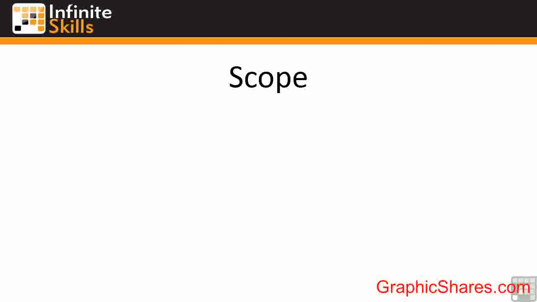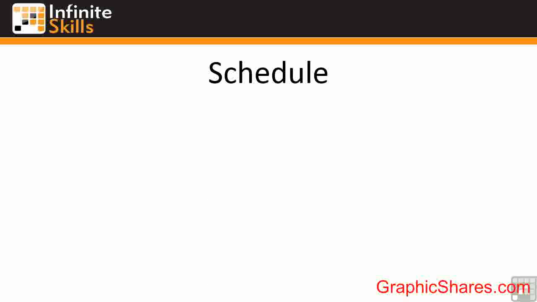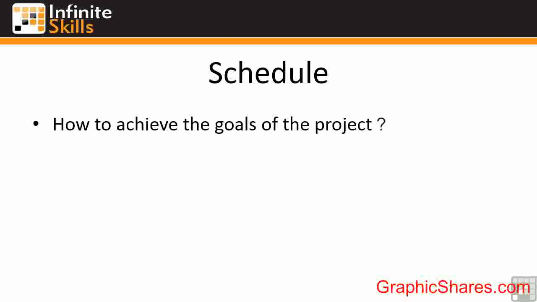So the scoping stage, the stage where it all starts, is effectively where you set out what you want to do. So you speak to all interested parties, any clients, any agents, any government agencies that are required to try and figure out what the aims and the goals of your project might be. We then move into the schedule section, and this is how you're going to achieve the goals that you just agreed in the scoping section.